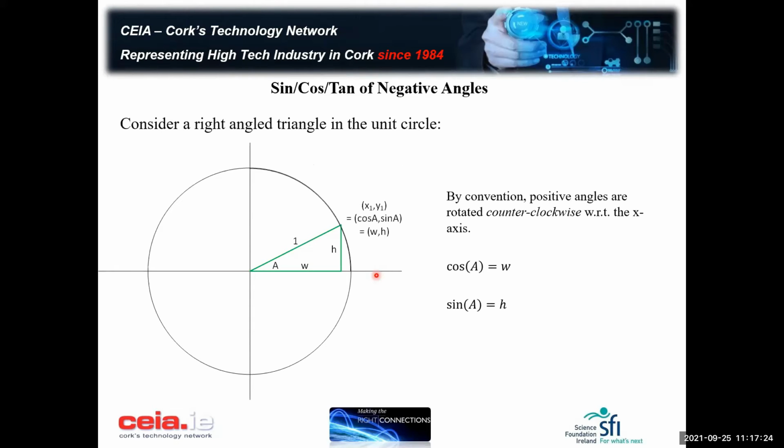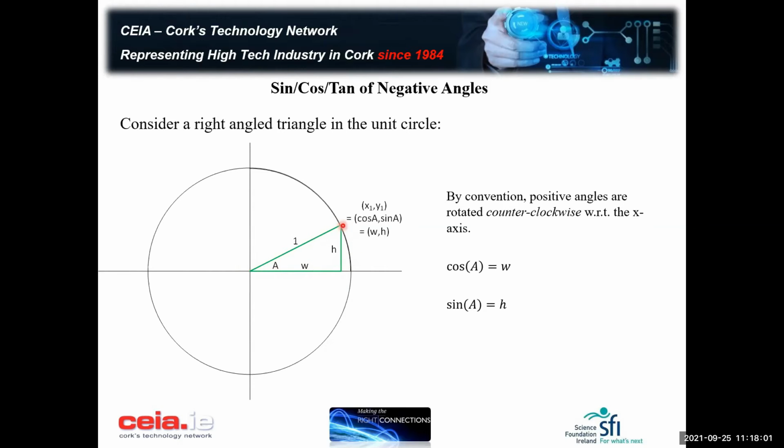Let's look at the sine, cos, and tan formula for negative angles. So let's start, just to remind you, for positive angles, if you look at an angle drawn in a unit circle, a positive angle is one that's considered to be anti-clockwise, starting from the x-axis. So starting from this point, if you rotate anti-clockwise an angle A, that's considered to be a positive angle.